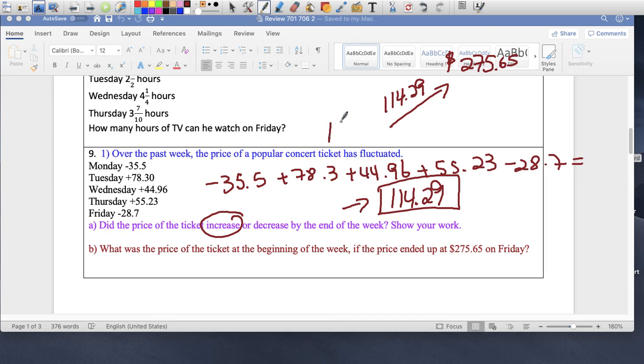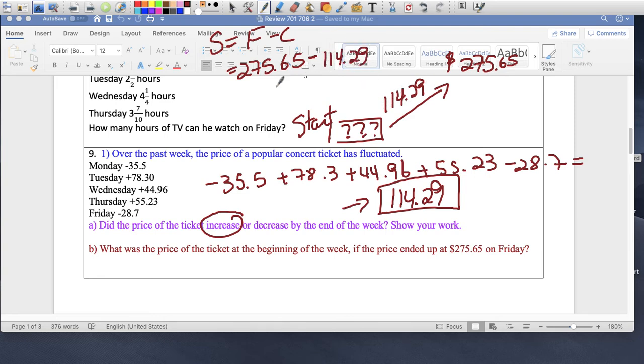So we need to find this number over here. At the beginning of the week, it was way down here. It went up and it's 275, right? So how do we find the start here? You know what start is? Start equals final minus change. What was the final price? 275.65. What was the change? Minus, and what was the change? In this case, we're going to write 114.29. So what was the price of the ticket at the beginning of the week? 275.65 minus 114.29.